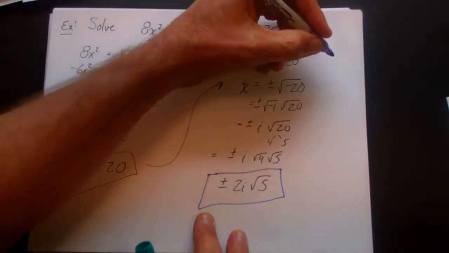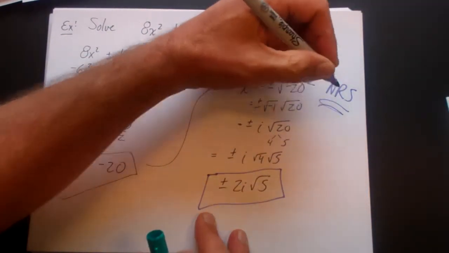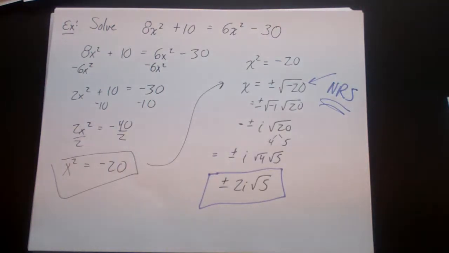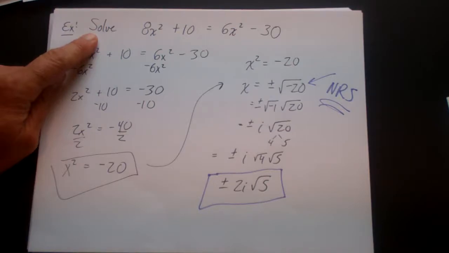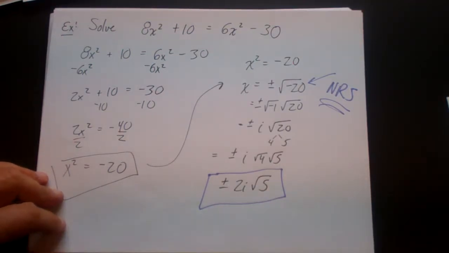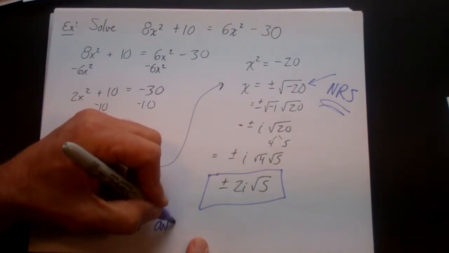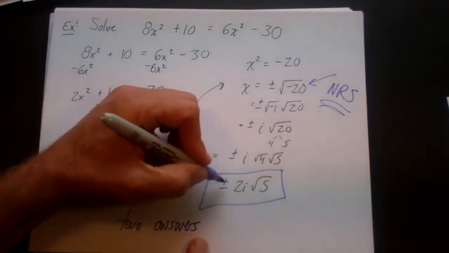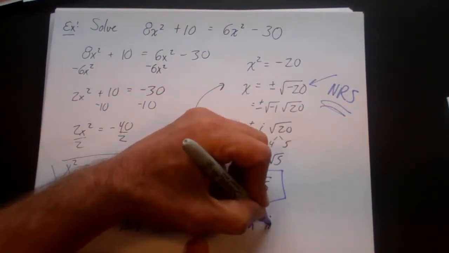So what's interesting here is if you stopped right here and said NRS for no real solution, that's not incorrect. So oftentimes you either need to know that you are interested in complex solutions, or it might say specifically to solve for complex solutions. So here you have two answers. They're both imaginary. Why are there two answers? There's two answers because of the plus and minus, and they're both imaginary because of the i.